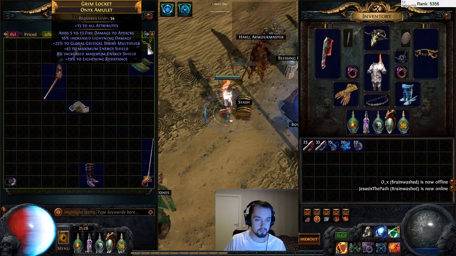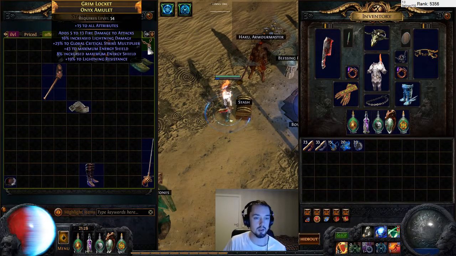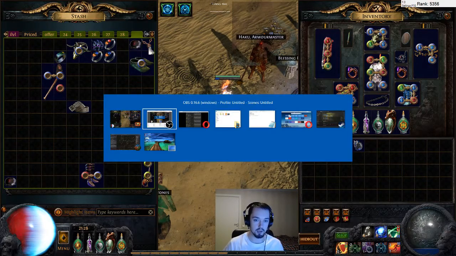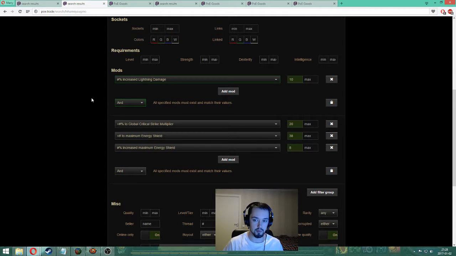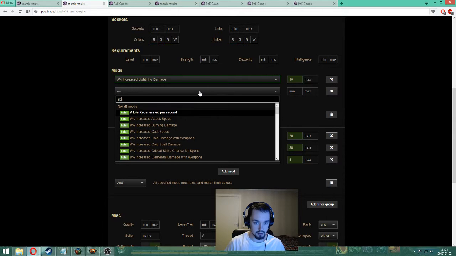Onyx amulet here. Now it has fire damage to attacks, lightning damage, global critical strike multiplier, max ES, increased maximum energy shield, and lightning resist on an Onyx amulet base. Most of these stats are aimed towards a CI or low life caster build, so I'm not going to put in the added fire damage to attacks into my search. Now I have prepared here lightning damage, global critical strike multiplier, maximum energy shield, and increased maximum energy shield. Let's as well add spell damage here.